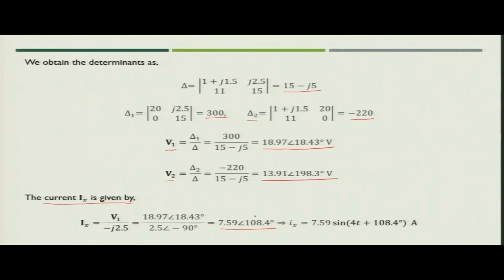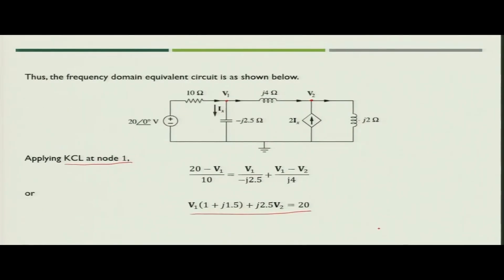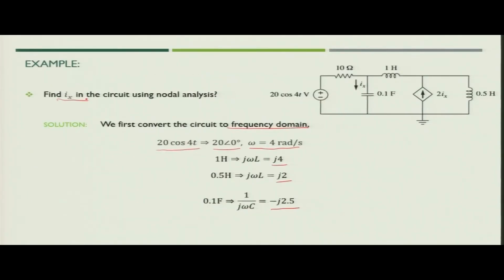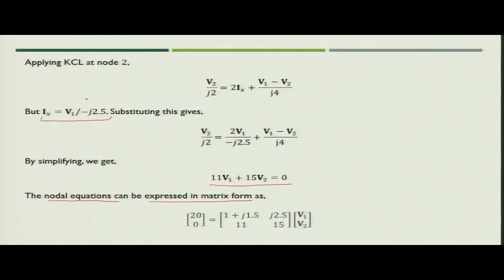Now, this particular quantity is in phasor form. So, finally, what we have to do? We have to convert the phasor back into time domain. So, what will we write? The value of Ix we can write as amplitude, that is 7.59 sin(4t plus the angle which we got in the expression, that is 108.4 degree) ampere. So, with this method you can easily find out the value of Ix which was asked in the question.